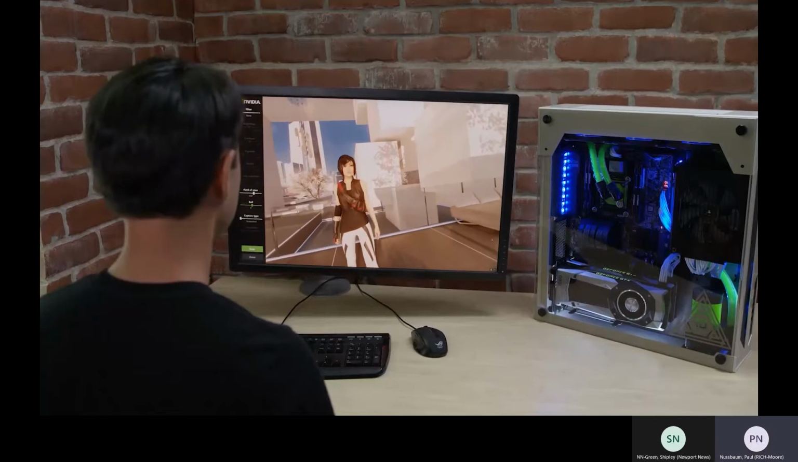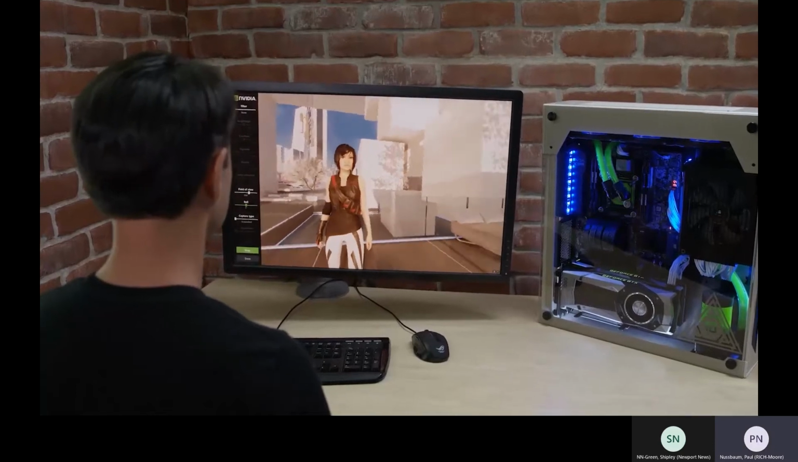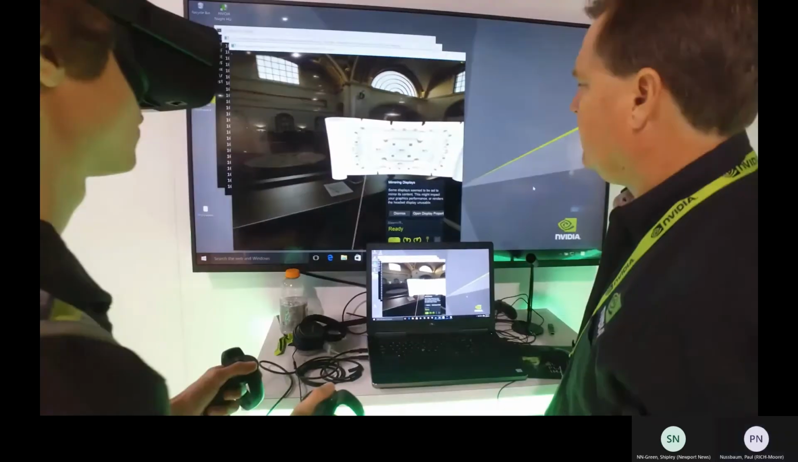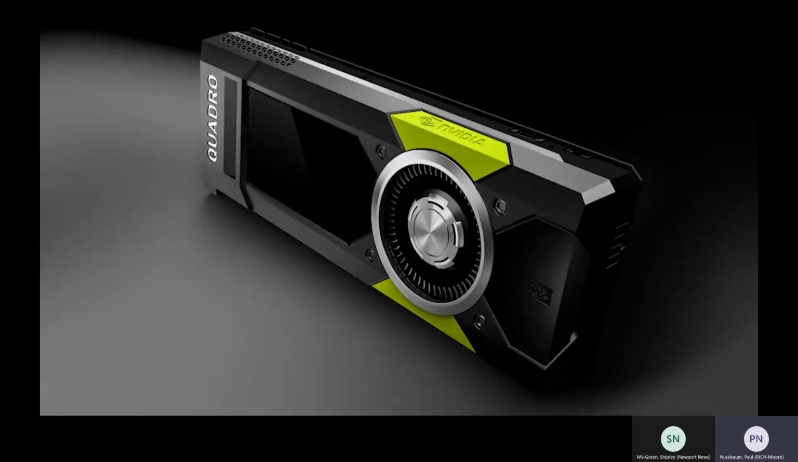But finding the right hardware for a great VR experience can be very challenging. To help aid this, NVIDIA has created the VR Ready program that helps gamers and professionals identify the right notebooks, PCs, and graphics cards to deliver a great VR experience. We're excited to be enabling the VR ecosystem to create amazing virtual reality experiences and can't wait to see what comes next.